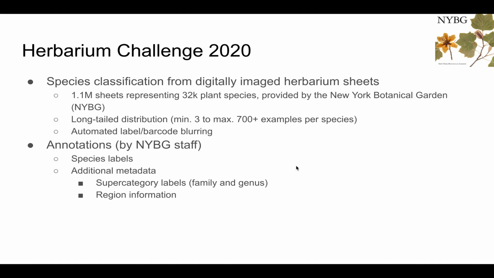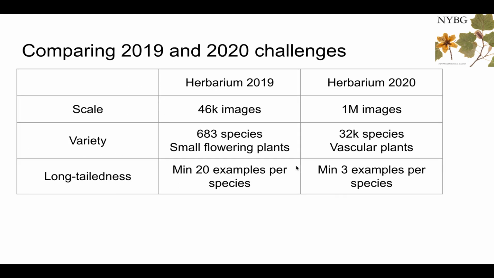We've also provided annotations by the NYBG staff, chief of which are the species labels, which are the main classification objective. We have also provided additional metadata, such as supercategory labels of family and genus, as well as region information, so that participants may be able to use these for the classification algorithms.